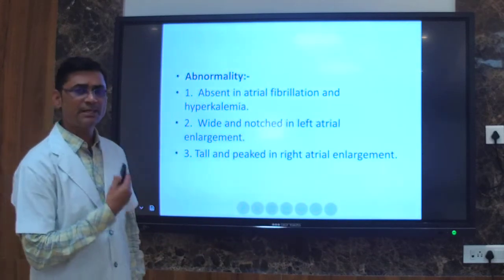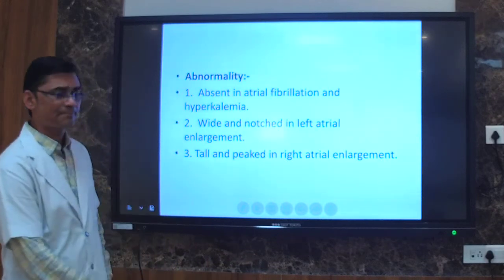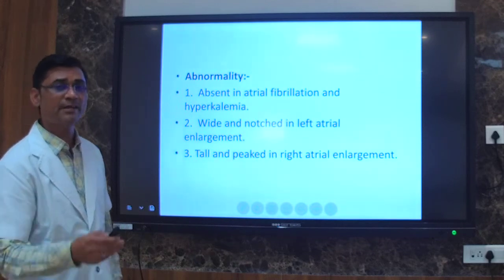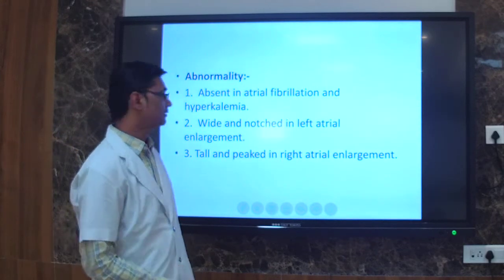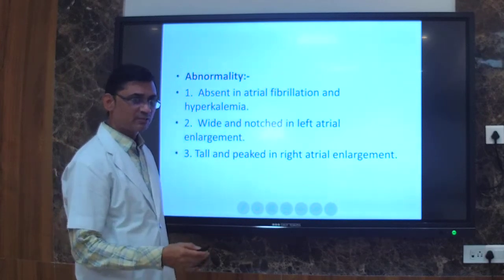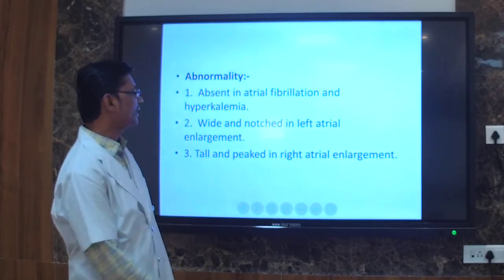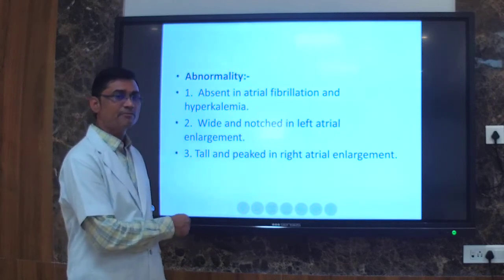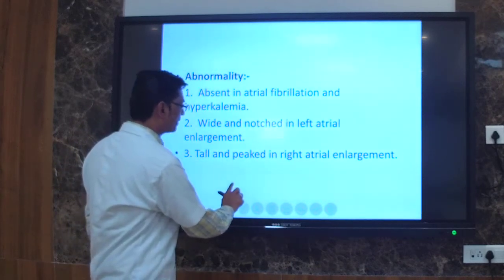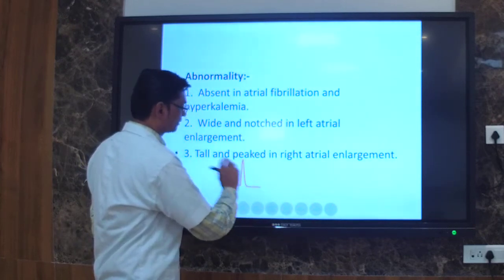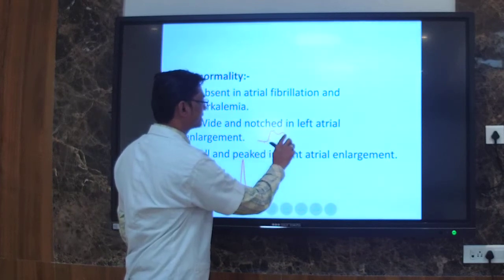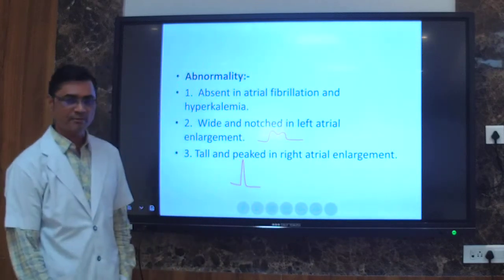Now coming to the abnormalities of the P wave. The P wave is absent in atrial fibrillation and hyperkalemia. Hyperkalemia means increased potassium level. The P wave is wide and notched in left atrial enlargement, and the P wave is tall and peaked in right atrial enlargement. Tall and peaked means like this. And wide and notched means like this. This is a P wave.